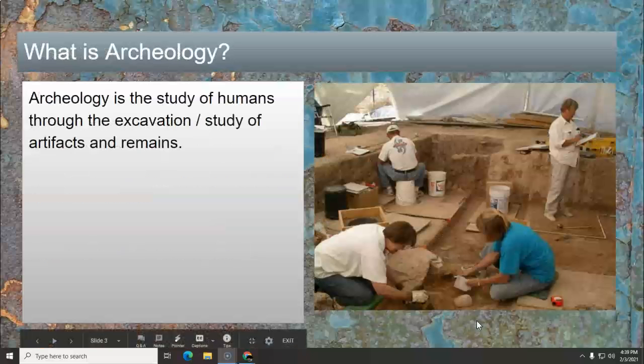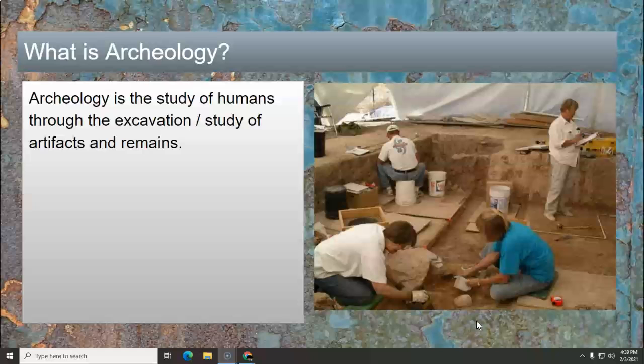So archaeology is the study of humans through the excavation and study of artifacts and remains. And what you're looking at is a typical dig site, and how it works is once a historical area has been identified as such, the site is quartered off usually by strings into sections on a grid, and then you very carefully start digging just in your section.